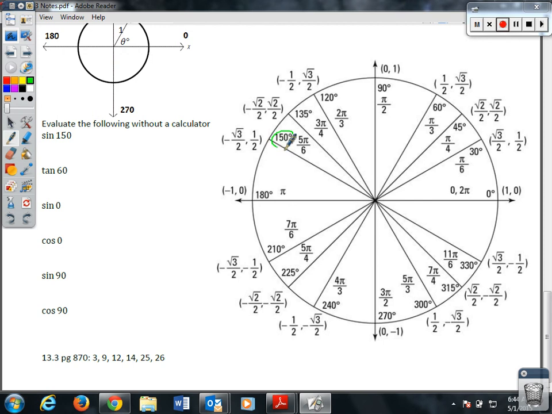So let's look at the sine of 150. So 150 is right here. So that angle is what we're looking at, 150 degrees there. The sine of 150, that's going to be the y value. So that's 1/2.